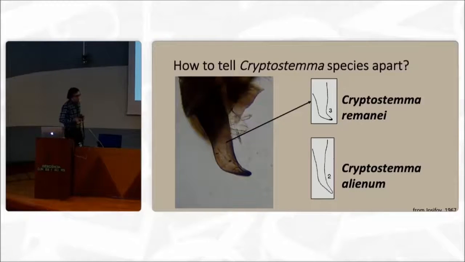When Josifov described the species Cryptostemma rehmanni, he was not sure whether it was a valid species, but at least from what we've seen so far, we haven't found any intermediate specimens where we wouldn't be sure whether it is Cryptostemma rehmanni or Cryptostemma alienum.